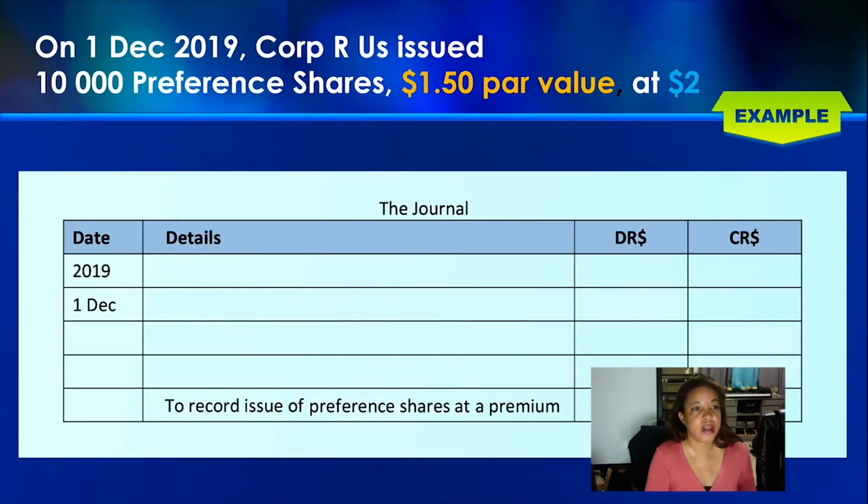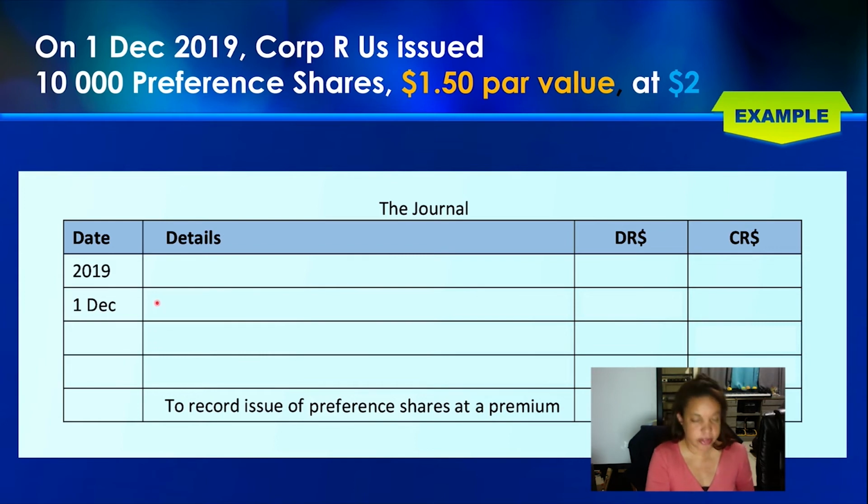So, still the 1st of December, Corp RS issued 10,000 preference shares. You see, I was nice and I left out the percentage thing for you, right? So preference shares at $1.50 par value, but they issued it at $2. So they sold it for $2, which is more than the par value of $1.50.